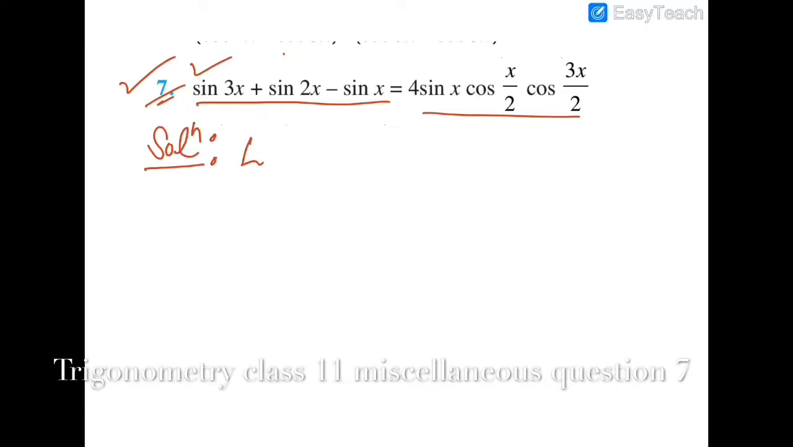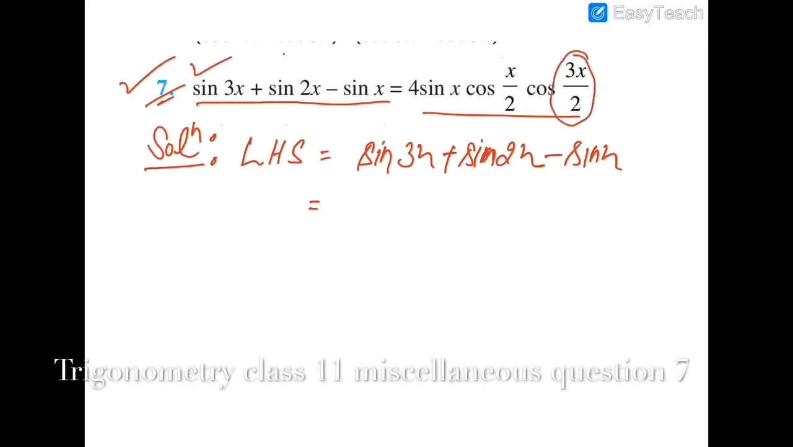So here LHS equals sine 3x plus sine 2x minus sine x is written. Okay, so now you have to solve. Then how will we solve? Here 3x by 2 is written, fine. And how will 3x by 2 come? If you use this, you don't disturb this, you take these two first.